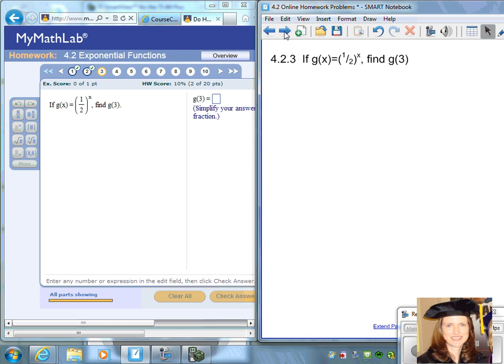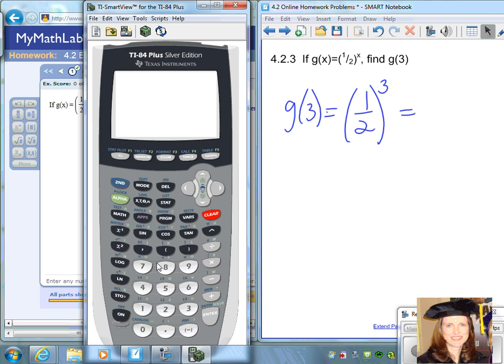For question number 3, we're given an exponential function. Again, the variable's in the exponent: g of x equals 1 half to the x power, and we want to find g of 3. So this is 1 half, all raised to the x power, where x is 3. 1 half to the 3rd power, you can use a calculator, and I would use parentheses around the fraction 1 half, and raise it to the 3rd power. As a decimal, you get 0.125. Convert that to a fraction to get 1 over 8.